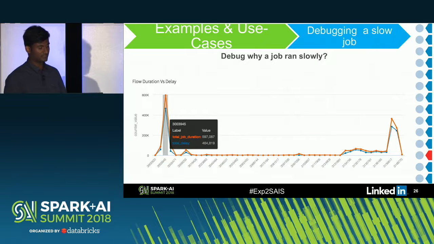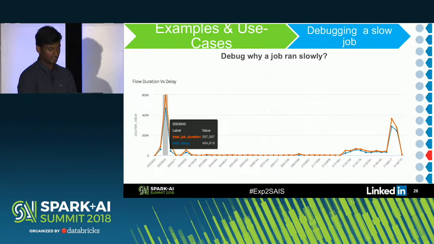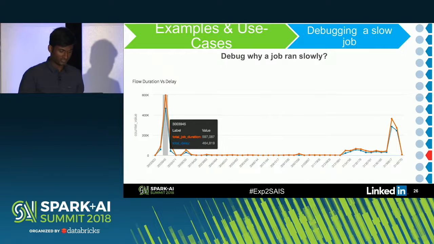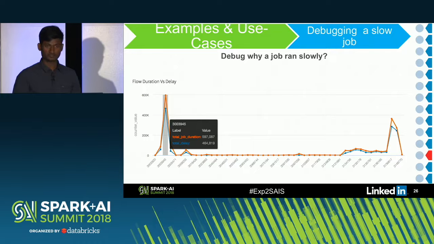Let's look at another example where we are debugging a slow job, but in this case, when there was a spike in the total duration of that flow, there was also a spike in the total delay. So you are now trying to correlate the duration against the delay. So now the user knows that the job ran slow because of some delay. He can now debug it further, and try to correlate some more metrics.